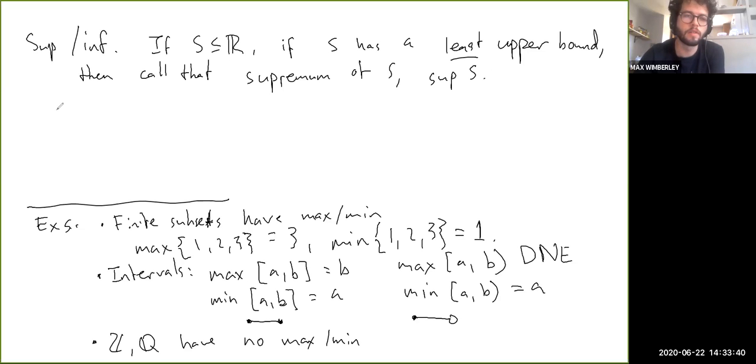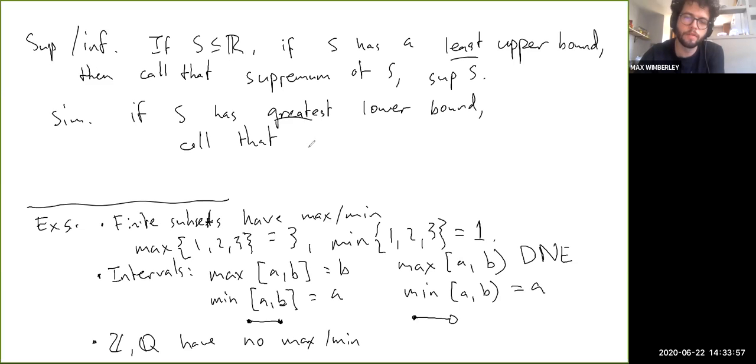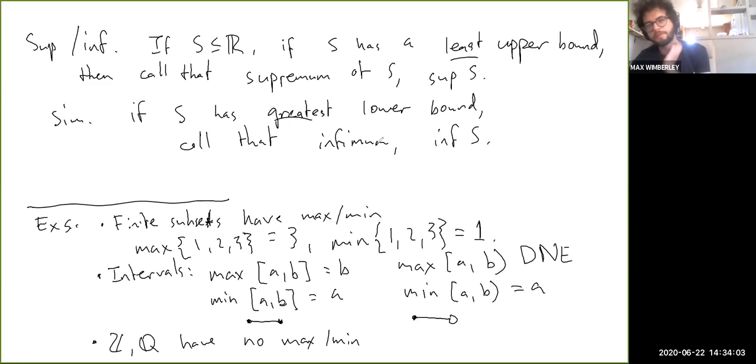And similarly, if S has a greatest lower bound, call that the infimum, which is inf S, okay?